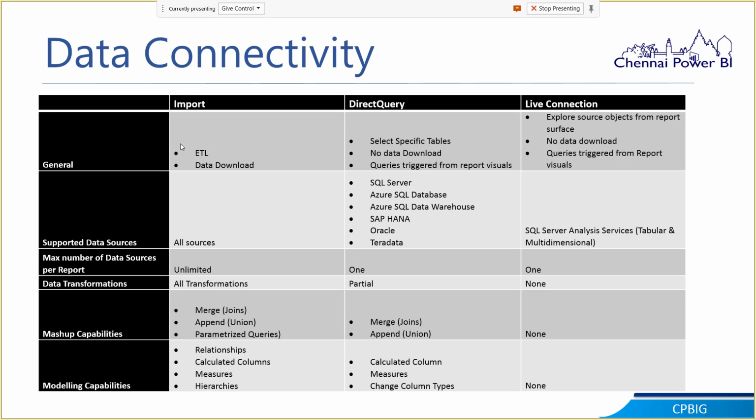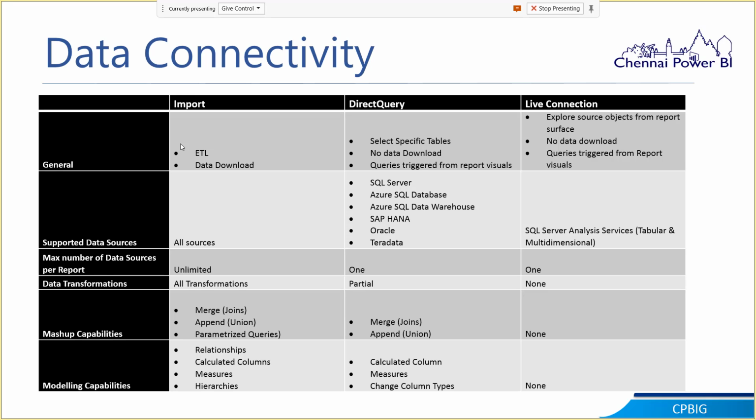In general, import is an ETL, so we can extract the data from different sources, do the transformation and prepare the model. When you create a report using the import option, you can still download the data, so you will have the option to download data. Whereas in direct query, you can select specific tables. For example, if you are using SQL Server, you can point to specific databases, and under specific databases you have the option to select multiple tables.